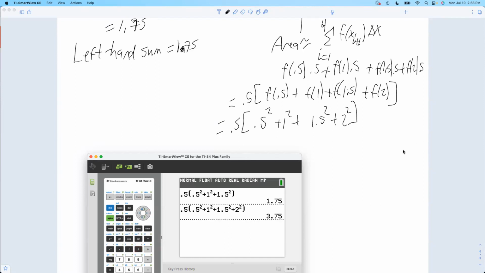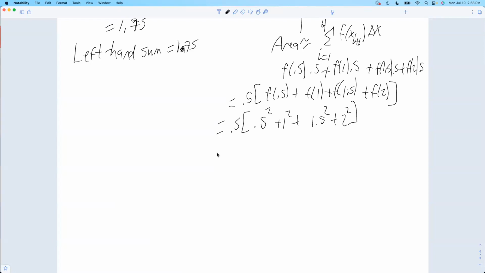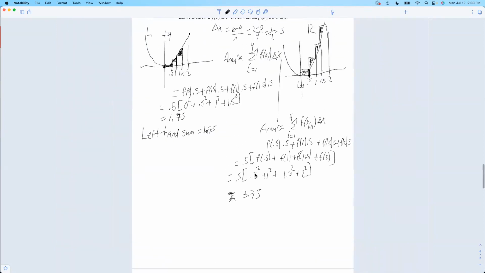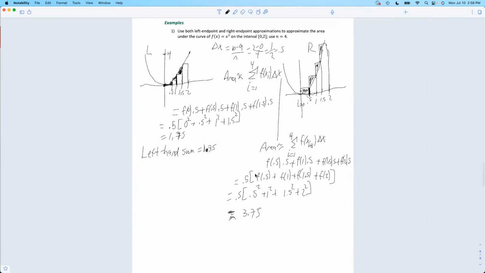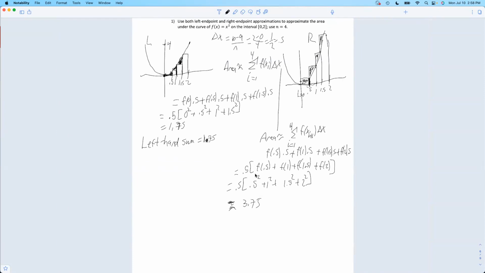3.75. I should put equals here. That does equal 3.75. Okay. If you're curious, you would not need to know this yet, the actual answer. So this was the right-hand sum here. This is an overestimate. This one was an underestimate.